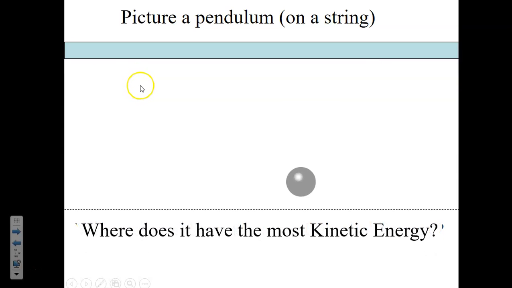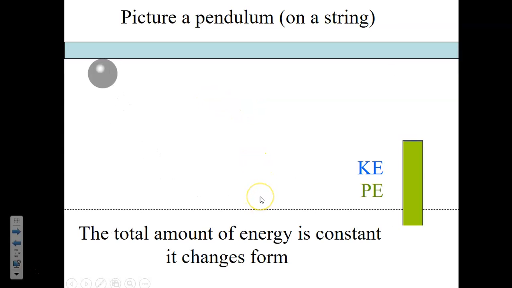When does it have the most kinetic energy? That's at the bottom, when it's moving the very fastest. If we look at a bar graph of kinetic energy versus potential energy, the green, potential energy, is maxed out at the very ends, and the blue, kinetic energy, is maxed out when it's at the bottom. So the type of energy changes form, but the total amount stays constant.